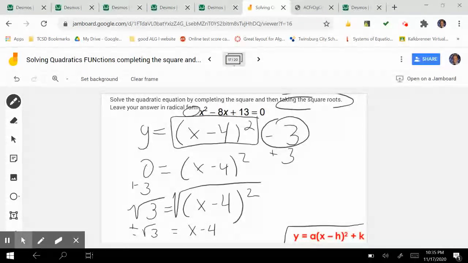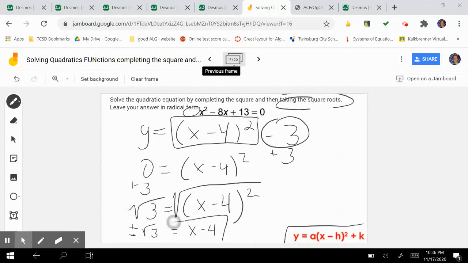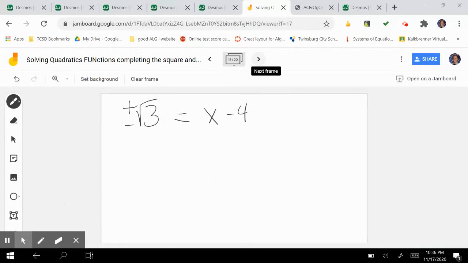X minus 4. Remember, we have two answers here because we have two arms to our parabola, the left arm and the right arm. So I'm just going to bring this over here. It was plus or minus radical 3 equals x minus 4. So I just took what we did down here and transferred it to the next slide because I ran out of room. Now, how do I solve this?